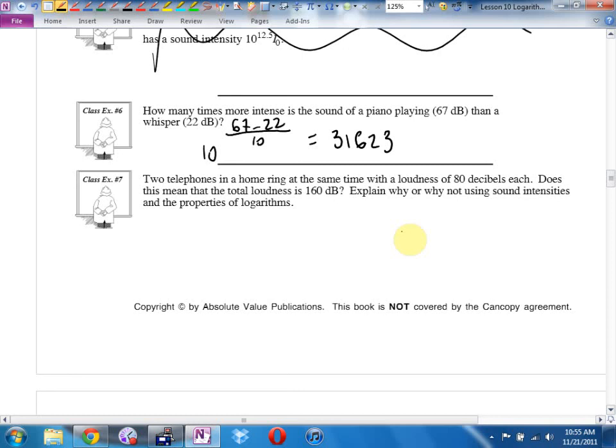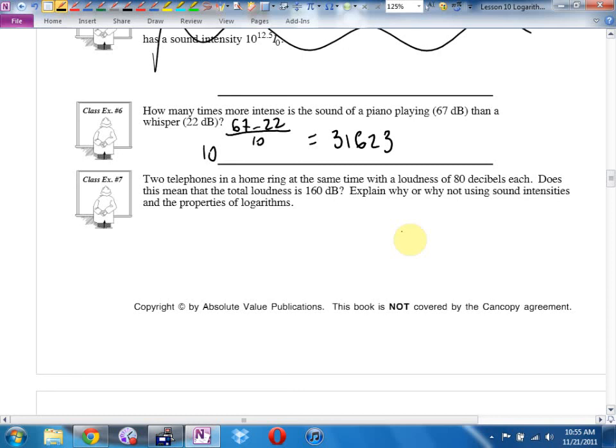When two phones ring in your house, do you drop to the ground screaming, covering your ears, hoping your fillings don't shatter because they're 160 decibels, louder than a jet engine? So I know the answer is not 160 decibels. I know that you don't go 80 plus 80. The real question is then, how do you add decibel values? This is the question in your homework I'm going to give you to see if you can figure it out, or I'll talk about it next class.